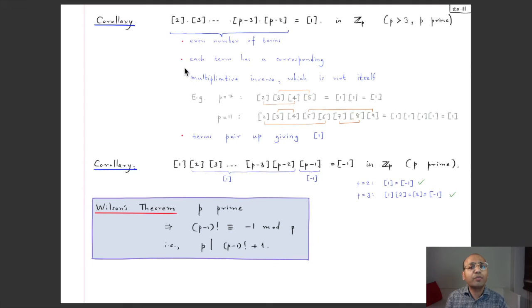So now we have proved the corollary, which says that if p is a prime number which is strictly bigger than 3, then this product is equal to 1 in Z_p.